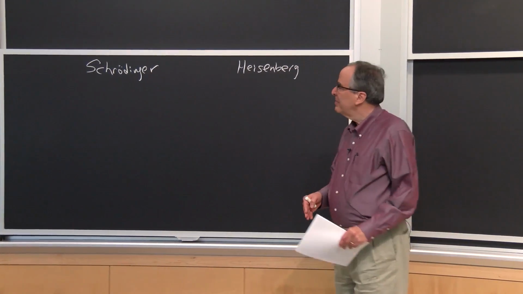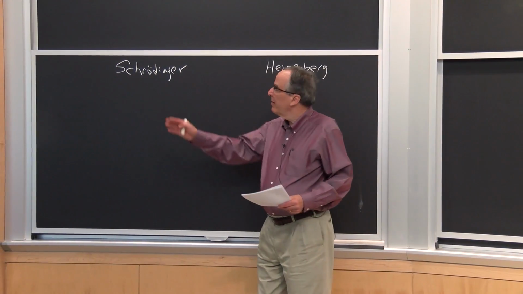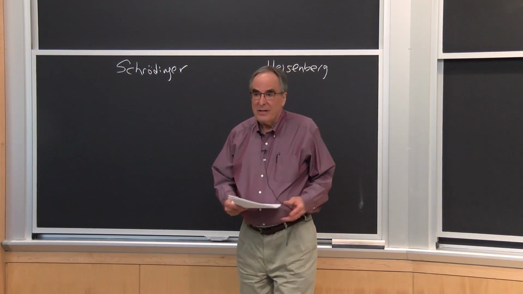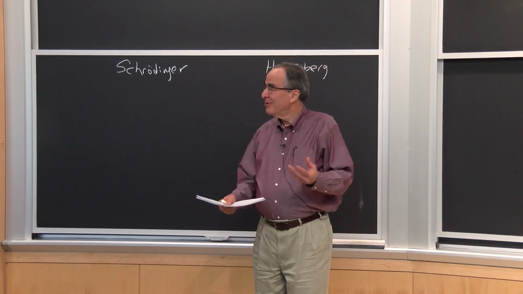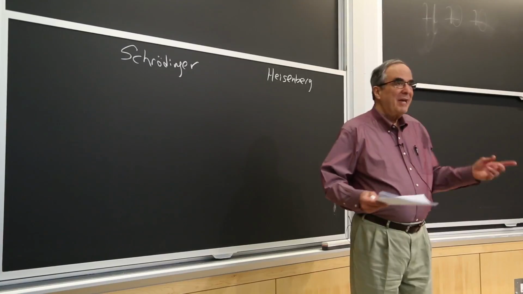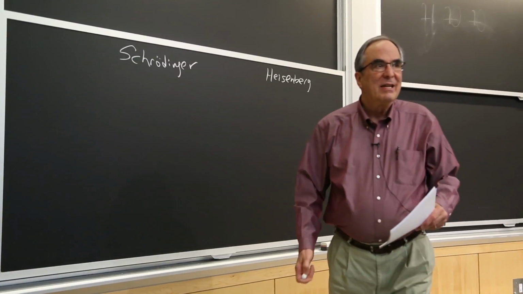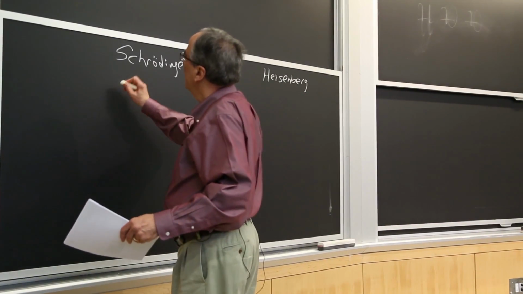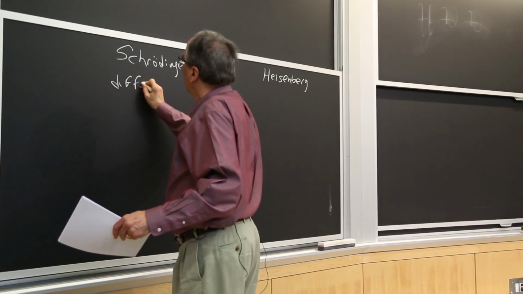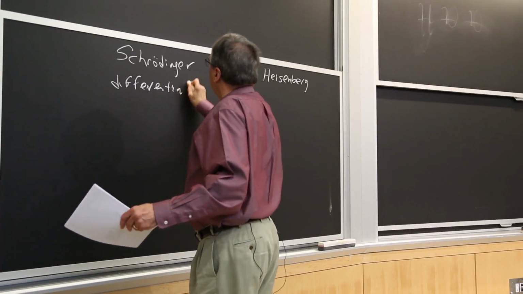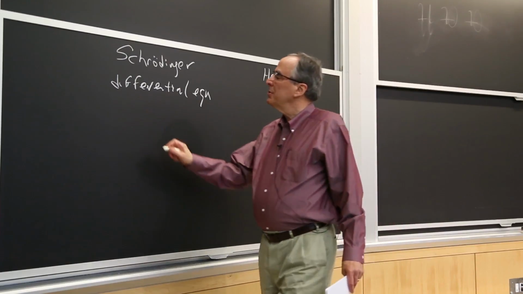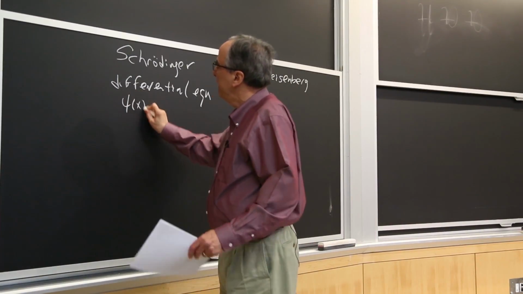I'd like to have some comments about what are the elements of the Schrodinger picture. There's no wrong answer here, but I'm looking for certain things. Anybody want to tell me? Yes? It's basically based off the wave equation, or the Schrodinger equation, which is very similar to the wave equation. Yeah. So we have a differential equation, and the solutions are wave functions. More?